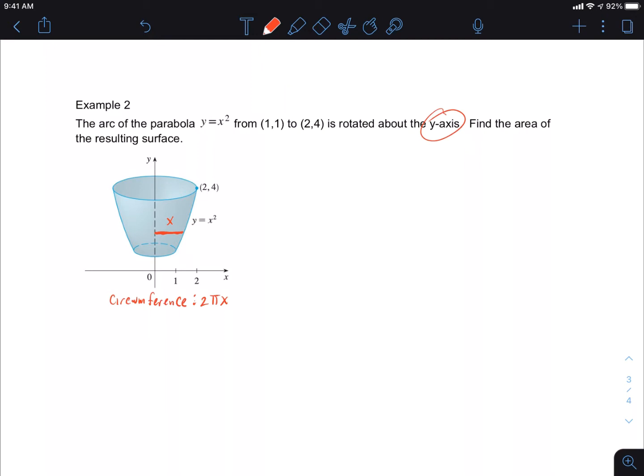So since I'm going this way, my surface area is going to be the integral of 2 pi x, and then my ds, I'm going to use the bounds that are the x's. So I'm going to go from 1 to 2. Are you guys there?